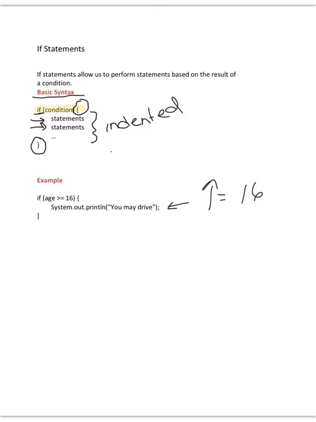If my age is 17, it's going to check the condition, is age greater than or equal to 16, and it is. So then it's going to perform this statement and write out "you may drive" on the output. If the age was less than 16, then you're going to end up with nothing happening in this situation because all you have is an if. Check the condition. If the condition is true, then you're going to perform this statement.